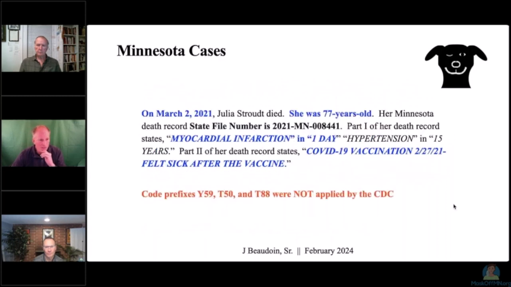Let's move on. In March, a 77-year-old, heart attack in a day, COVID vaccination on 2/27, felt sick after the vaccine. So 2/27, there's only 28 days in that year. Yep, in that year there were only 28 days in February. So we're talking 1, 2, 3 days. So in 3 days she was dead, but she felt sick immediately after. And the codes were not applied.